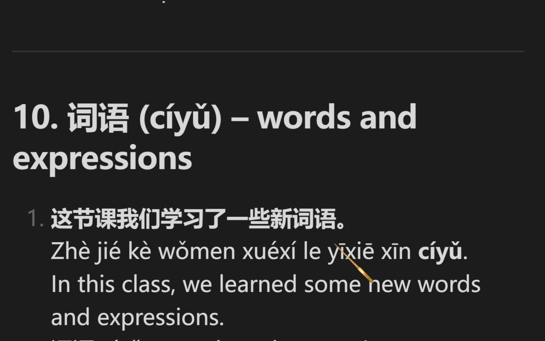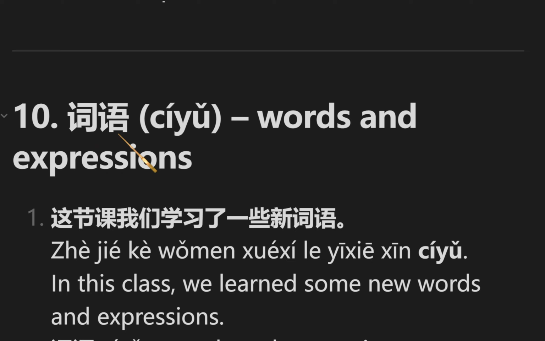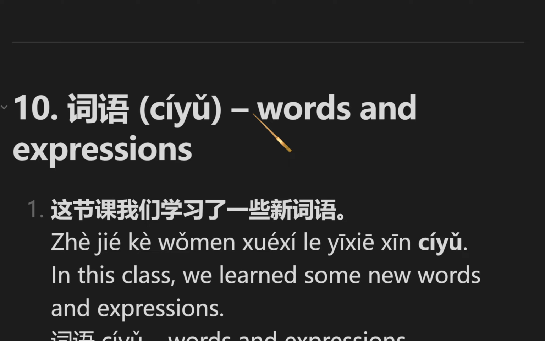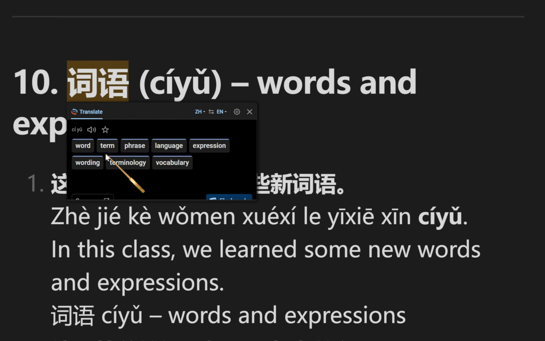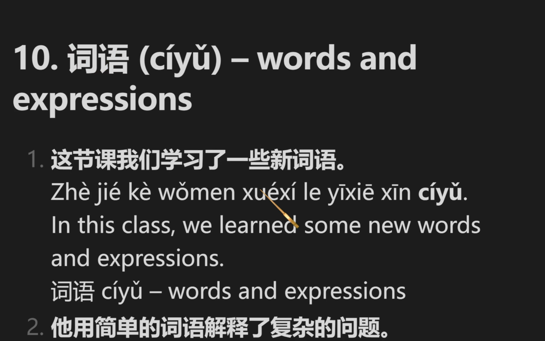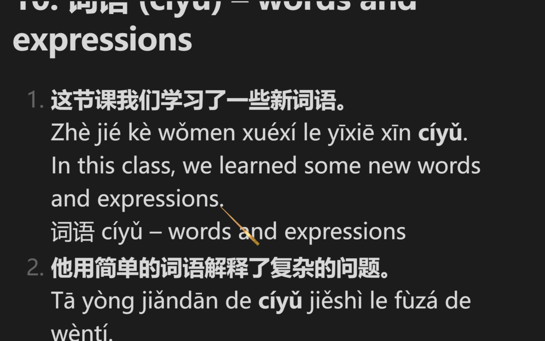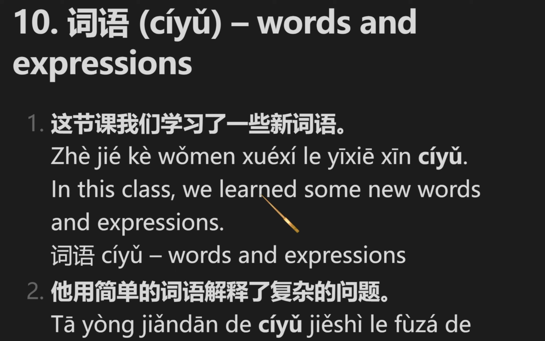Let's read the next one, 词语, words and expressions. We know 词 is words and 语 is language, but together they could be word, term, phrase, language, expression, wording, terminology, vocabulary. So there could be a variety of translations. Let's see the examples. In this class, we learned some new words and expressions.